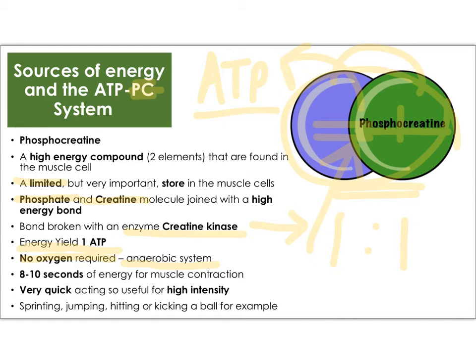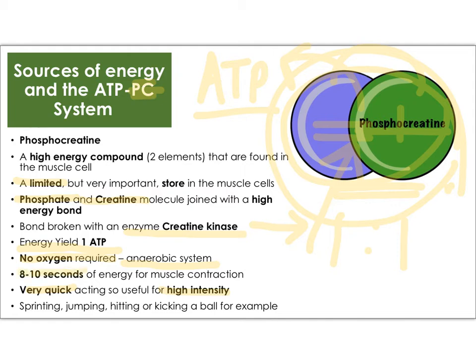So if we need it for something like a shot put throw, or we're going to jump over something, or we have been jogging and we all of a sudden need to sprint or dodge around somebody. So we need a very quick, high intensity activity. We need this energy very quickly and lots of it. We can use the ATP-PC system. So we're using PC, phosphocreatine, to resynthesize ATP.